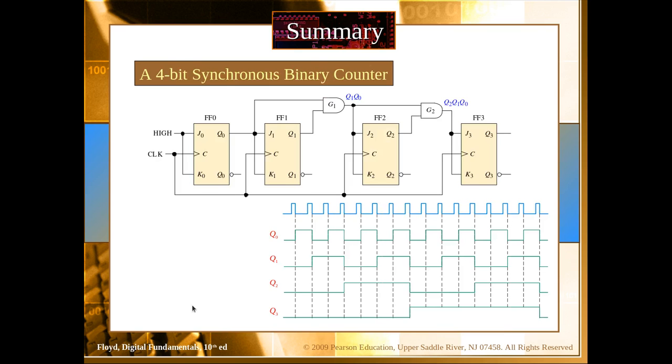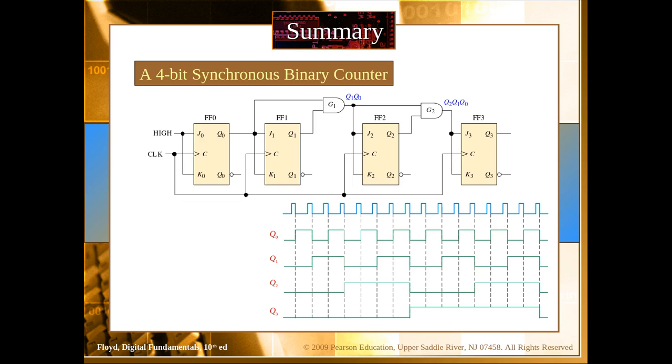Okay, let's look at a 4-bit synchronous binary counter. As you can see, now we have 4-bit counters, so we have 4 flip-flops. The two inputs J and K of each flip-flop are driven by the output of the previous flip-flop through an AND gate. For example, the first flip-flop is receiving directly a high input all the time. The second flip-flop receives Q0 as the input for both J1 and K1.